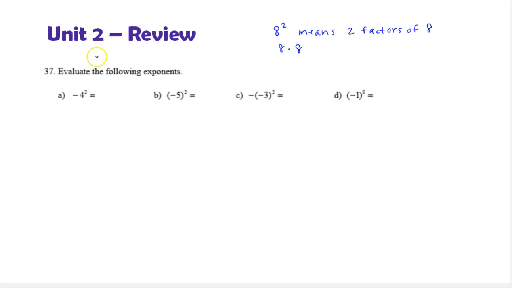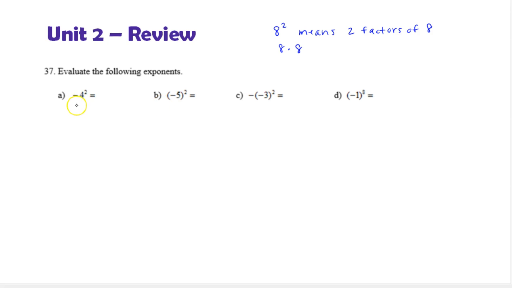Unit 2 Review, Question 37. Evaluate the following exponents. So first let's review what an exponent means with positive numbers. So 8 squared means 2 factors of 8, or multiply 8 by itself with 2 factors of 8. So 8 times 8. Now let's look at these problems.